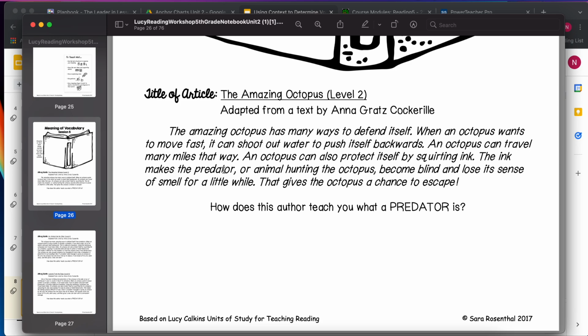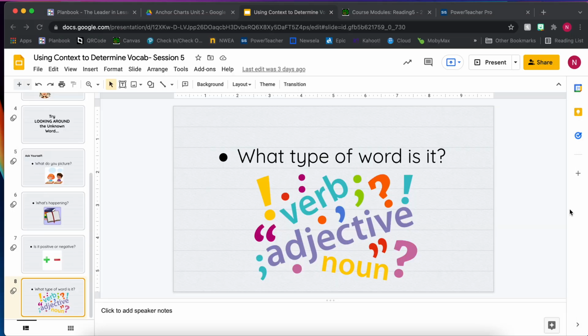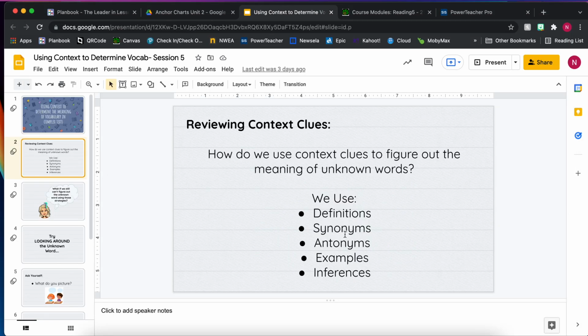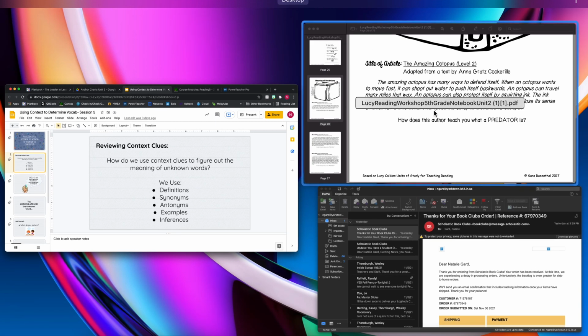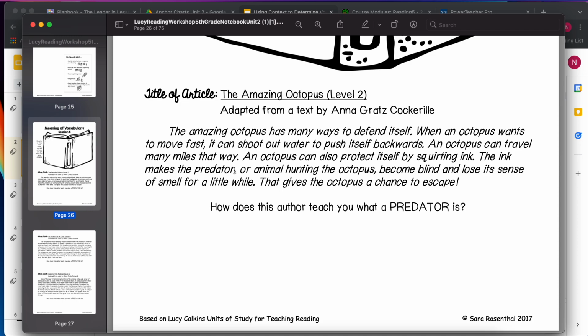So we see predator here. Let's reread that sentence that has the word predator in it. It says, the ink makes the predator, or animal hunting the octopus, become blind and lose its sense of smell for a while. So in this case, if we look back at our types of context clues, we're actually using a definition here. The author is kind enough to put the definition of the word right after the word. So predator, or animal hunting the octopus, meaning that predator means animal hunting the octopus, right? That's a lower level text, so they're helping us out, knowing that we probably don't know that word.